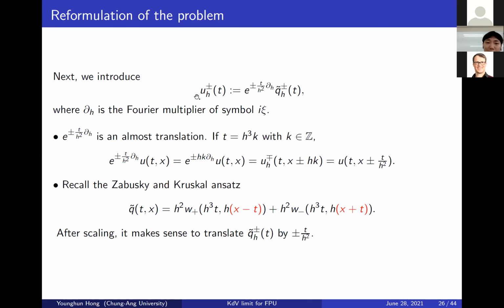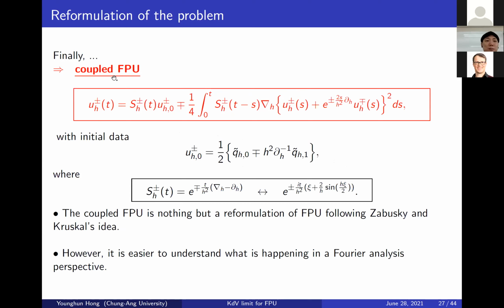Then we write the equation for U_h^±, and we call it the coupled FPU. So U_h^+ solves the equation with plus terms, but it's a coupled equation because there is a U_h^- term here. Here S_h^± is the propagator with this symbol. This is the symbol for the linear propagators, and we can write this operator using the Fourier transform and inverse Fourier transform.